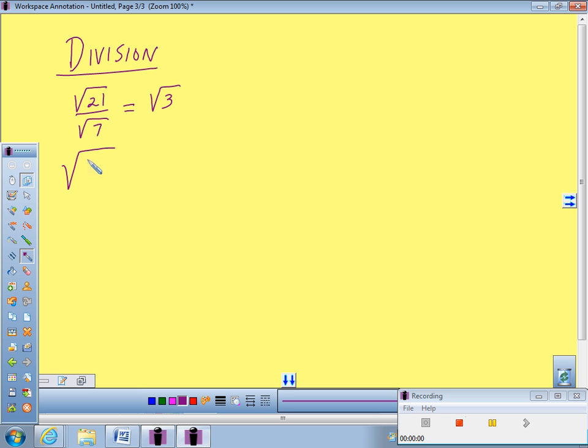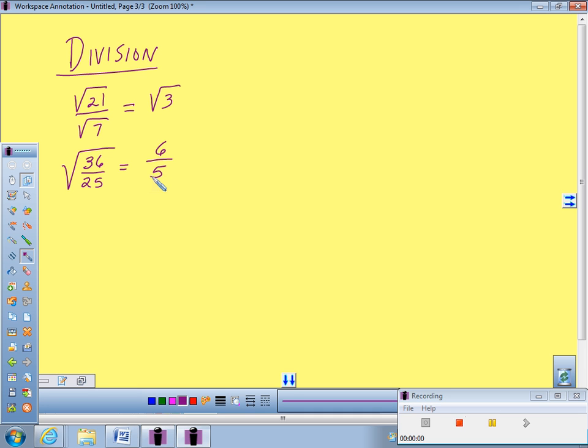Sometimes, though, we get a fraction inside the square root. If you are asked to simplify something like that, treat the top and bottom separately. What's the square root of 36? It's 6. What's the square root of 25? It's 5. You're done. Just treat them as separate numbers.